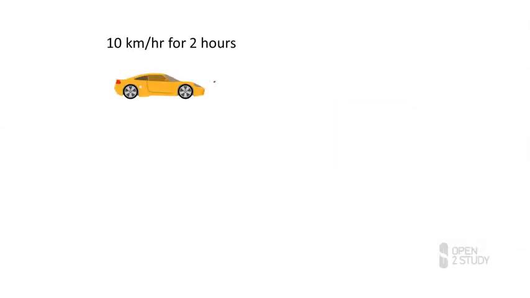Imagine I told you I climbed into my car and I drove at 10 kilometers per hour for 2 hours. What do you know about where I've ended up? Well, let's have a look and see what might be the case. So here I am in my car and I drive along at 10 kilometers an hour for 2 hours. There I go. And you might think, that's pretty clear. He went along for 2 hours. I should be able to figure out where they've gone.